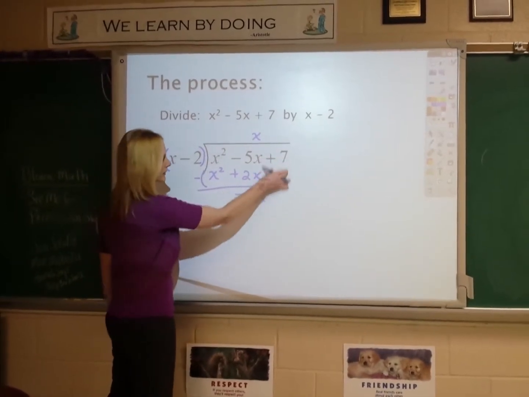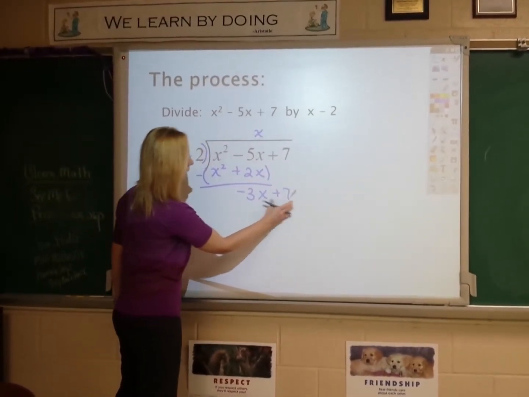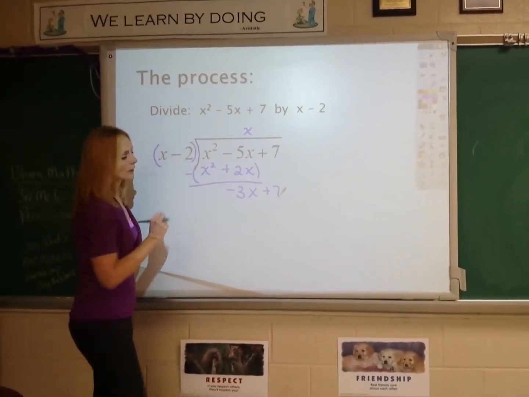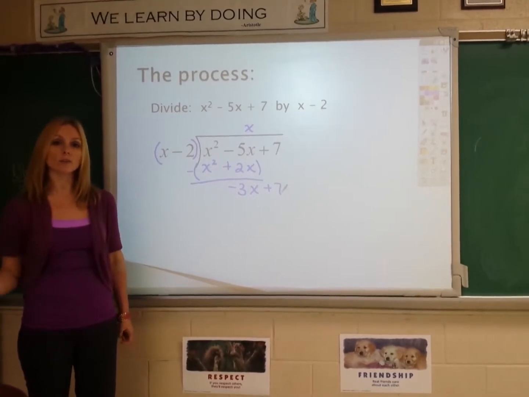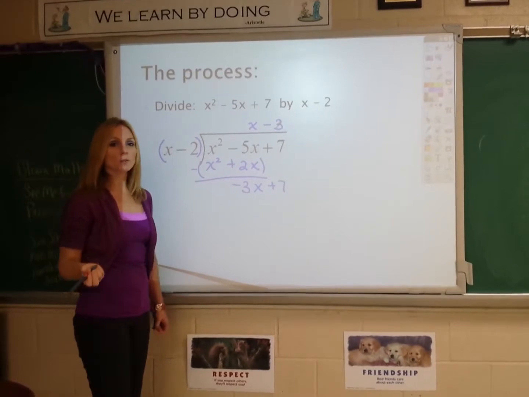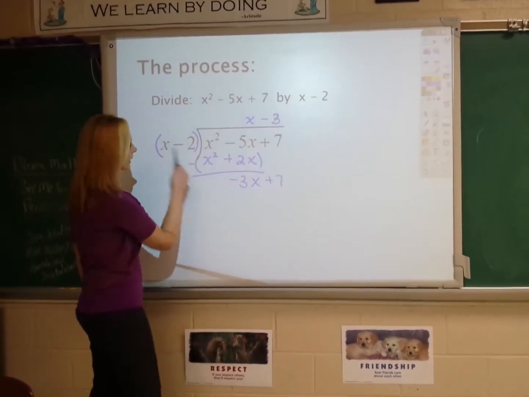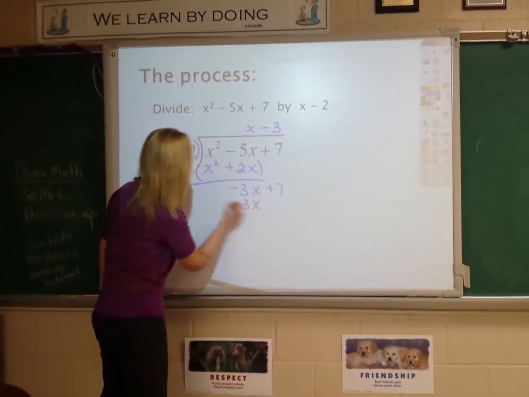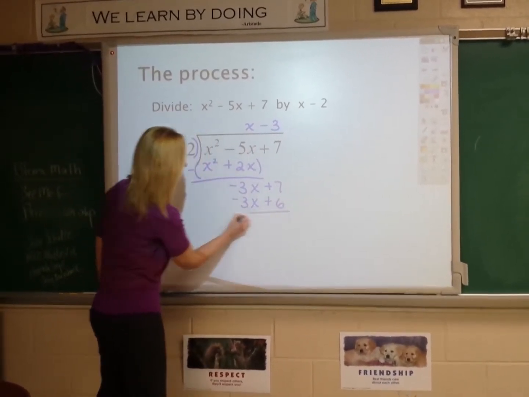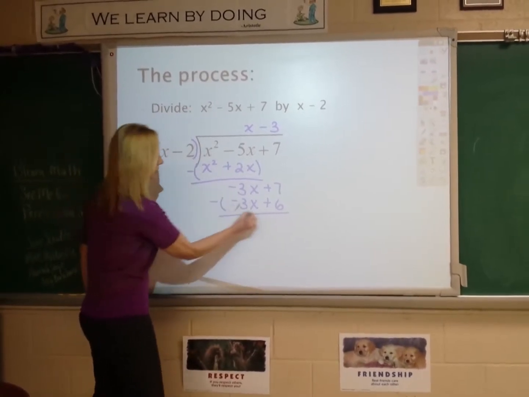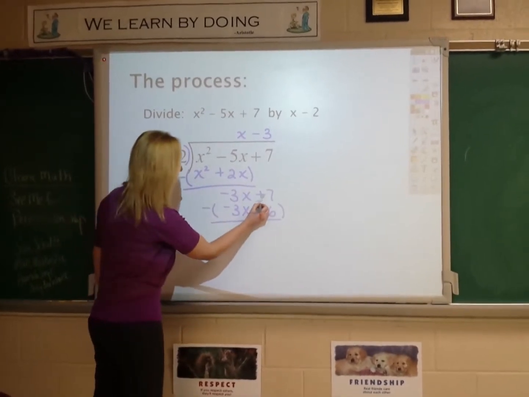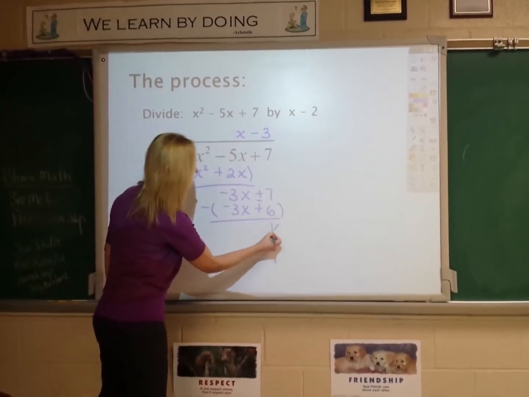Okay? So now bring down your next term, and you have to say how many times does x go into negative 3x, and you can see that now you need a negative 3. So we're going to put that up here, and now do your multiplication again. Negative 3 times x will be negative 3x, and negative 3 times our negative 2 will be positive 6. Do your subtraction. These are going to cancel out. This will actually be a minus. 7 minus 6 will be 1.